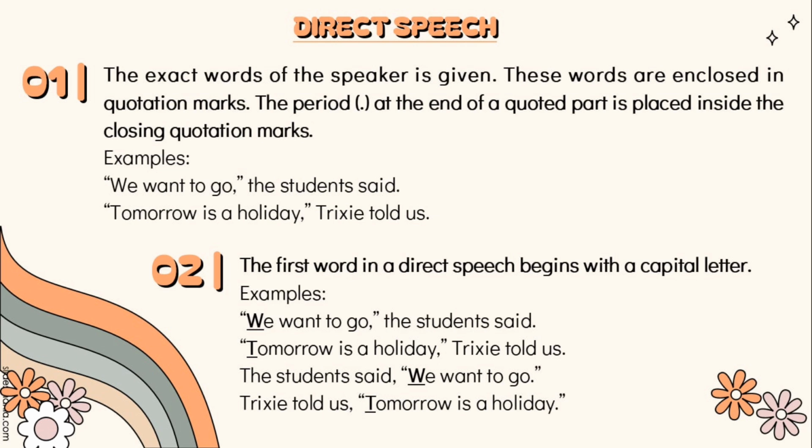Also, there are instances where, if the quoted part is placed at the last part, the period should be placed inside the quotation mark. Okay? So, the next word is direct speech. When we say direct speech, we can observe that there are quotation marks around the speaker's words that are given. Okay? Did you get it? Okay. So, the first word in the direct speech begins with a capital letter. In direct speech, the first word quoted should begin with a capital letter.